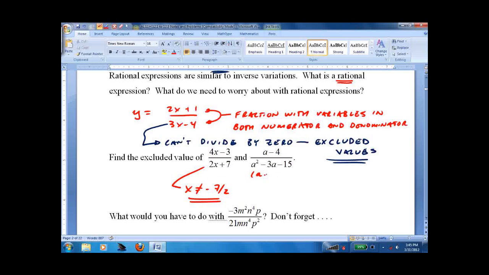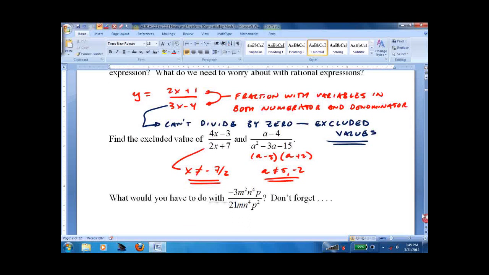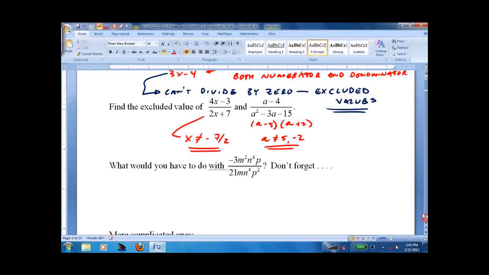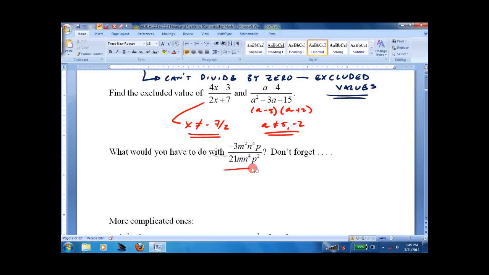Here we'd have to factor it, a minus 5, a plus 2, and we would say a cannot equal 5 and negative 2. And that's it. That's in terms of finding excluded values. Now what would you have to do with this? I think you obviously can guess. We got to reduce it. So we pull out negative 1, pull out a 7, get rid of the m, get rid of the squared, get rid of all the n to the 4th, get rid of the squared, and get rid of the p, and rewrite. We would get negative m over 7p.